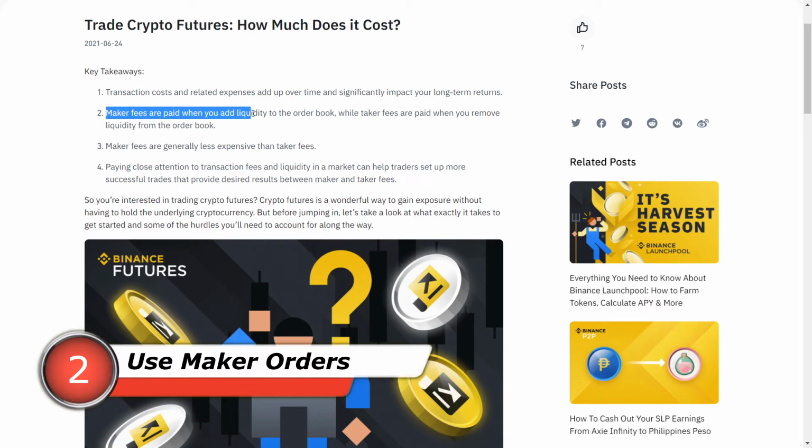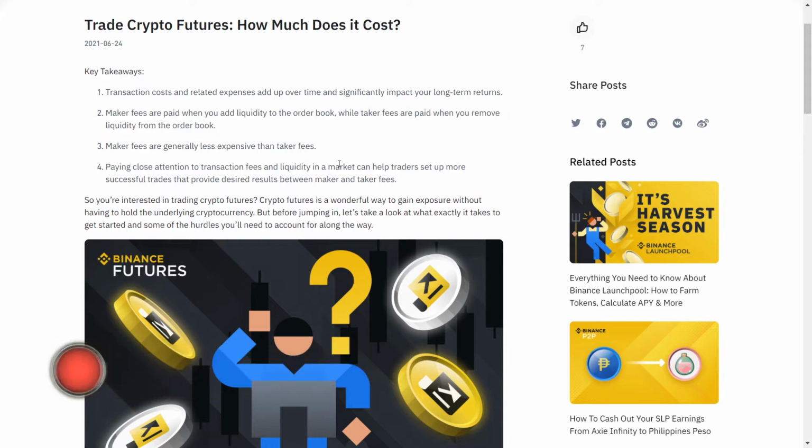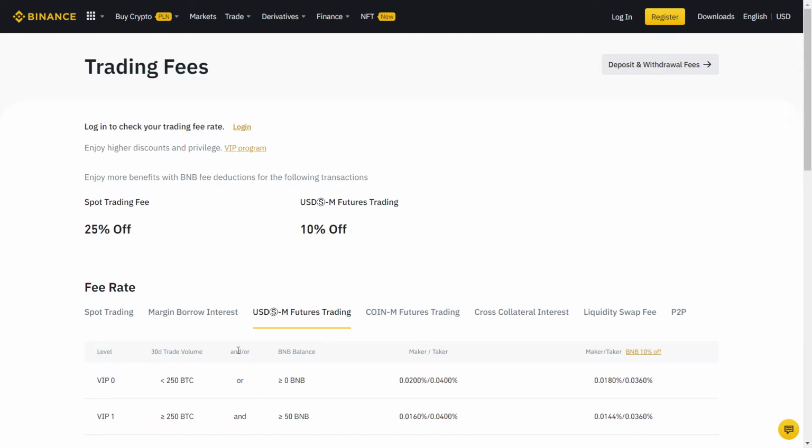Number 2, use maker orders. In case you didn't know, a taker order is an active order that is filled immediately at market price, while with a maker order, you set a price out of the market and wait until it gets filled. By using maker orders on your trades, you can cut the amount spent in trading fees by half in the USD markets, and it's up to 5 times cheaper in the coin margin contracts.